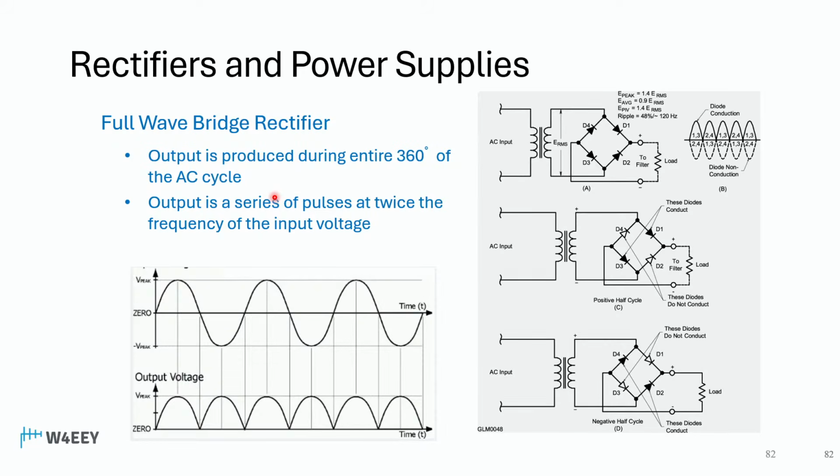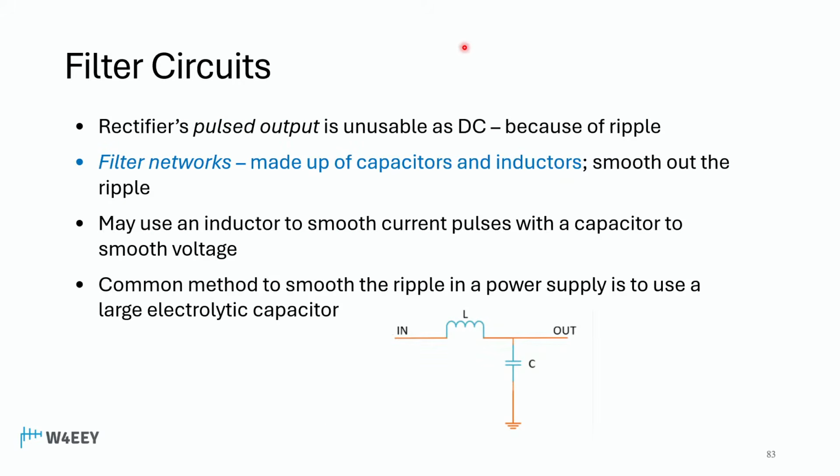So with a full-wave bridge rectifier, the output is produced during the entire 360 degrees of the AC cycle. The output, let's see if you can grasp this. Output is a series of pulses at twice the frequency of the input voltage. So we saw with a half-wave rectifier, these were happening 60 times a second. Because we've filled in the humps in between, now we have these outputs happening 120 times per second. So output is a series of pulses at twice the frequency of the input voltage. Much easier to filter, and you're not wasting half of the waveform. But we still have a problem with it being bumpy. Okay, we need to filter that.